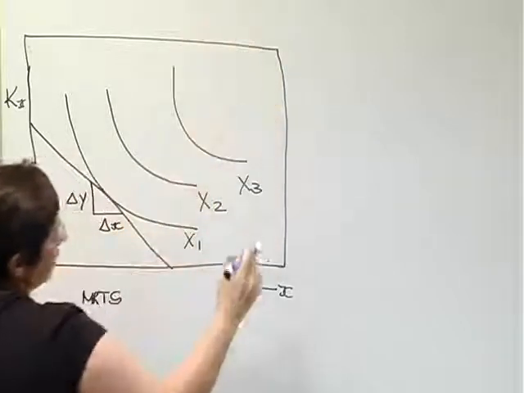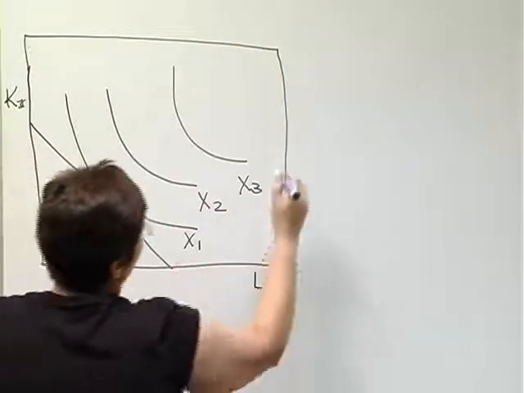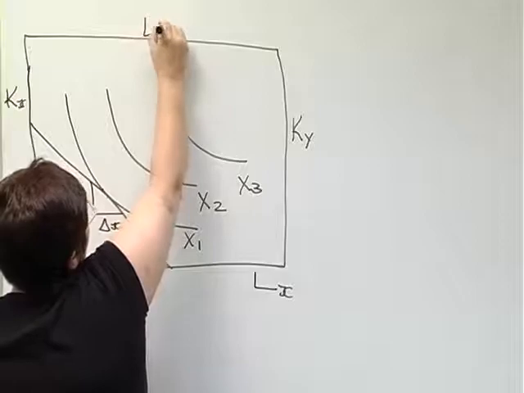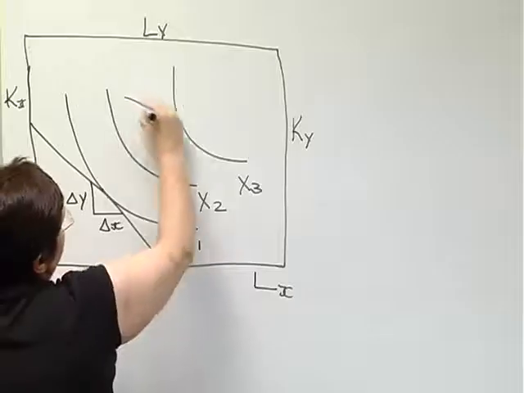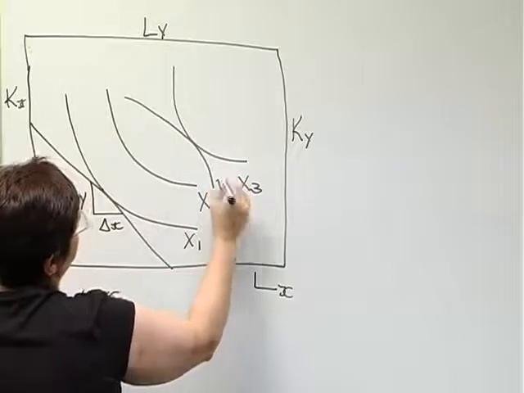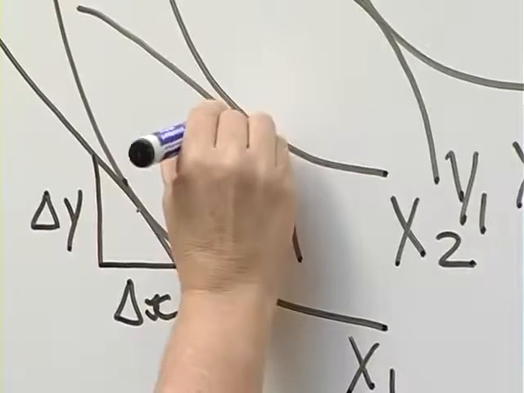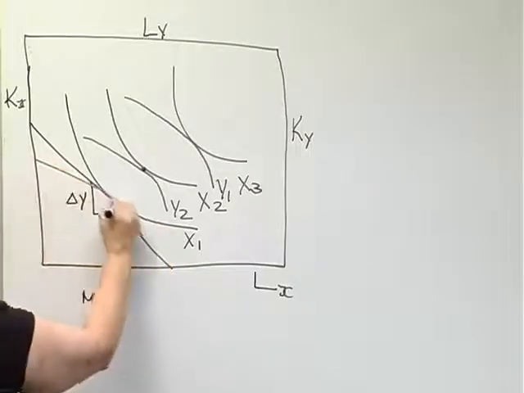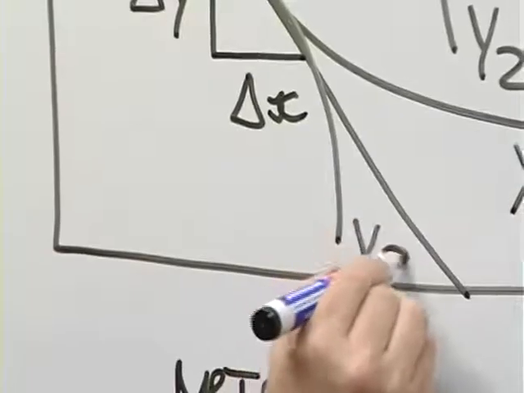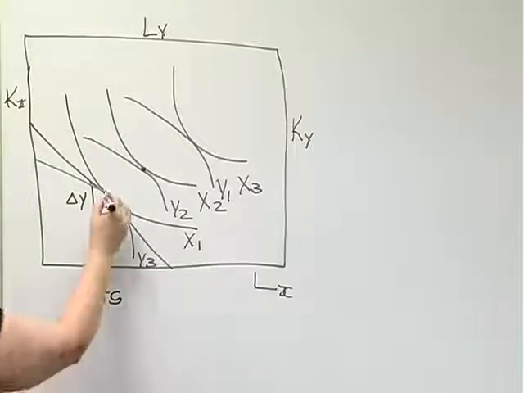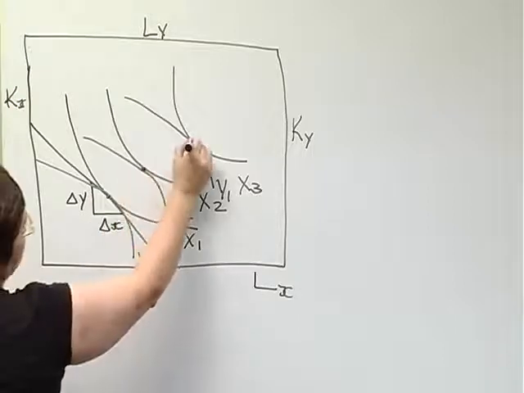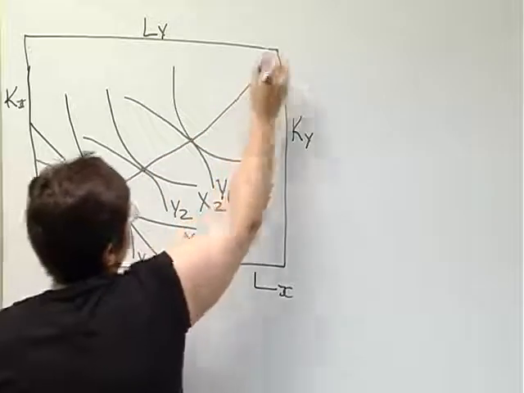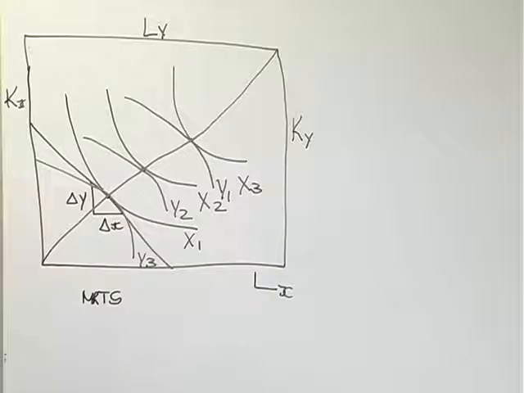Now from this side, you'll see that the axes will be ky and ly. So from this side, I'll be drawing y1, y2, and if you can see this, y3. At each one of these, they are tangent, and we draw the so-called contract curve. We're connecting those points, and we're drawing the so-called contract curve.